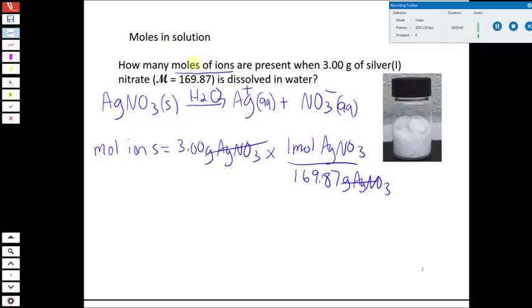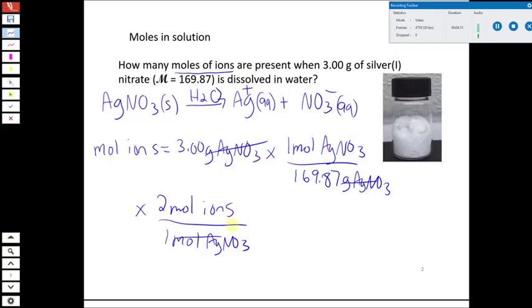But if we read the question closely, we're looking for moles of ions. So in a separate step, we have to realize that for every 1 mole of silver nitrate, we have 2 moles of ions, 1 each of the positive and negative. So we have to double this. This last step is one that would often be forgotten by students who, as soon as they get moles, think they're done. But remember that represents moles of intact silver nitrate. We're looking for the total moles of ions.